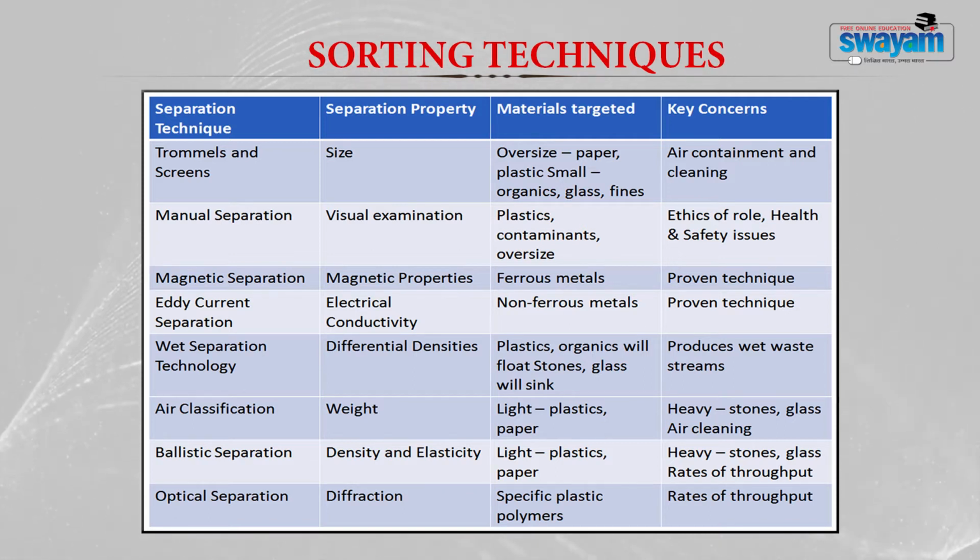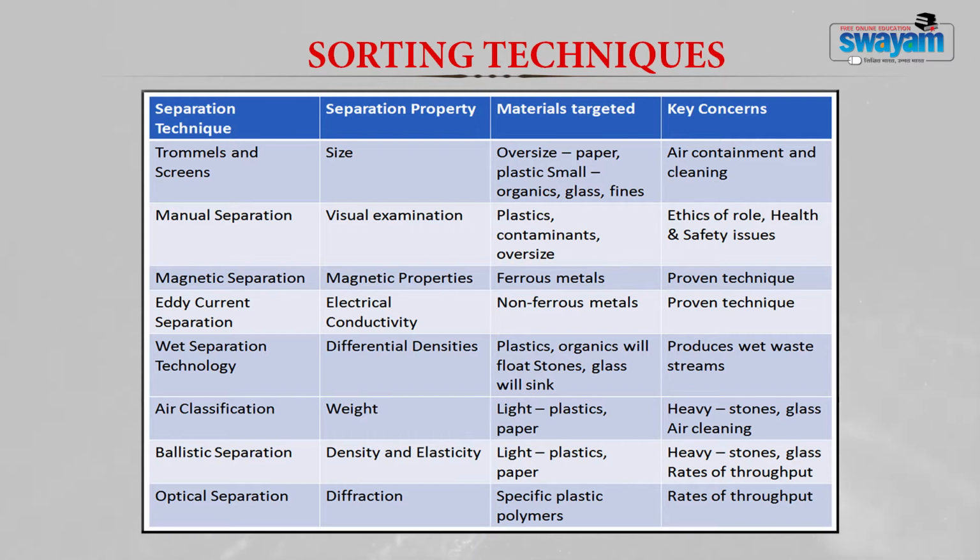The other technique which is used is magnetic separation. This separation occurs based on the magnetic property. Ferrous metals are easily separated, and this is one of the well-proven techniques. Eddy current separation again uses electrical conductivity as a separation property, and non-ferrous metals are separated.